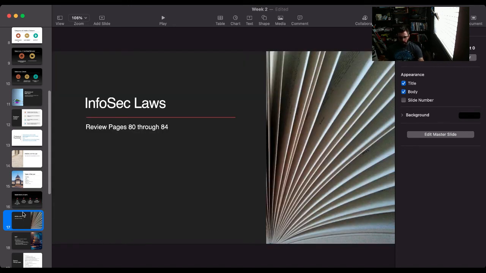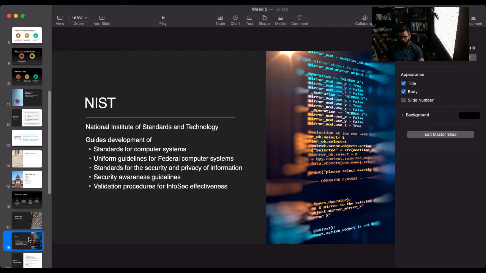Now, in the book, there are tons of laws in a table, and I'm not going to go through them all. I've mentioned a few of them already. But pages 80 through 84 have a table with a ton of different information security related laws. You should take a look at them. You don't need to memorize them, but you should at least have some familiarity with them because they may be required as part of your project.